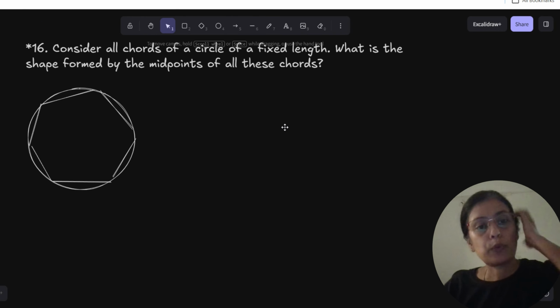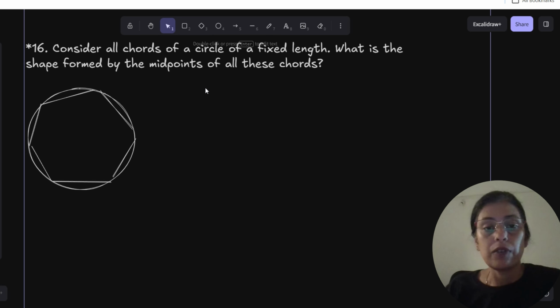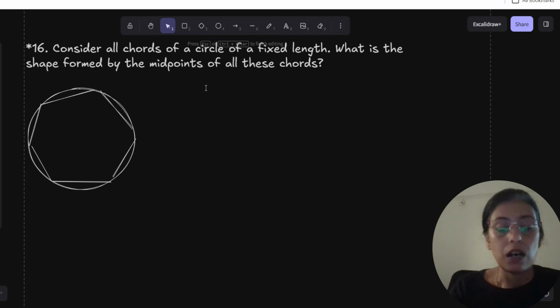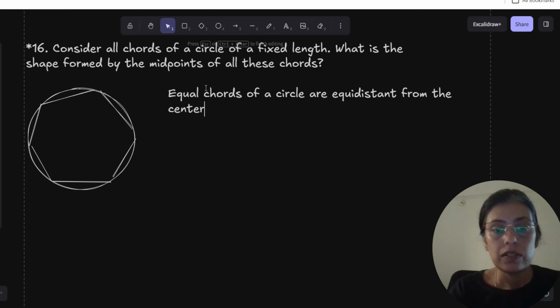So we come to the next question, 16th. Consider all chords of a circle of a fixed length. What is the shape formed by the midpoints of these chords? Now, if you remember, there is a theorem which says that equal chords of a circle are equidistant from the center. Right? We learned that.